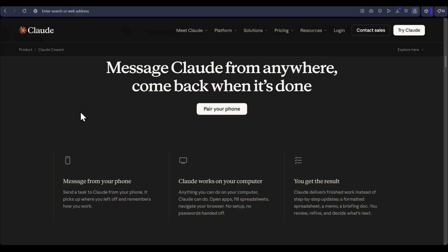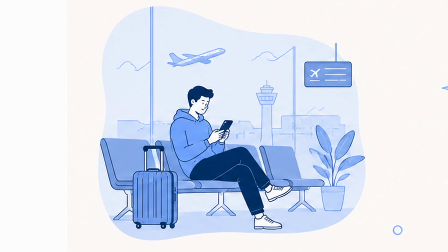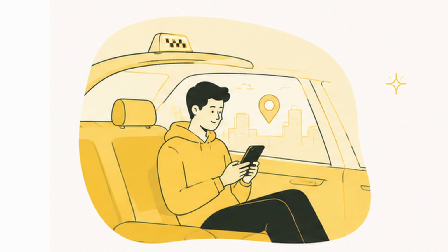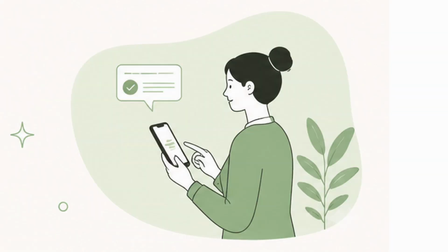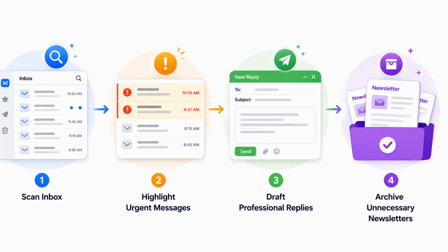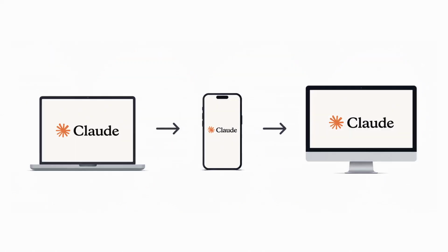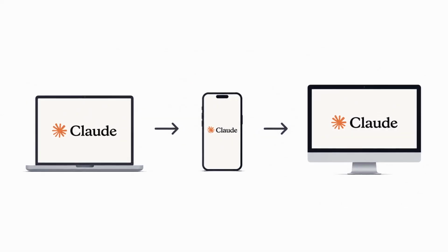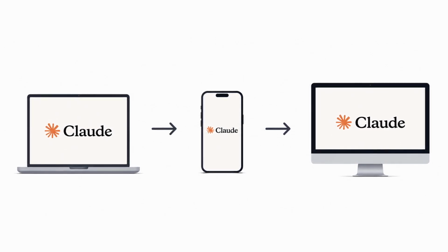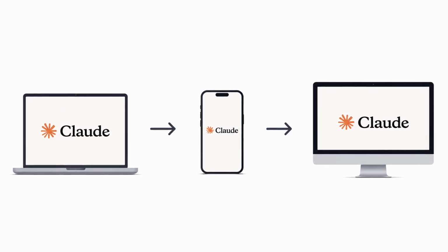The third feature is Claude Dispatch. This feature allows you to assign tasks from your phone and have Claude complete them on your computer. Imagine you're waiting at the airport, sitting in a cafe, or riding in a taxi. You can send Claude a request from your mobile device, and Claude will use the files and tools available on your desktop to complete the task. Once the work is finished, the results are sent back to your phone. This makes Claude incredibly flexible because you're no longer tied to your desk to get work done.